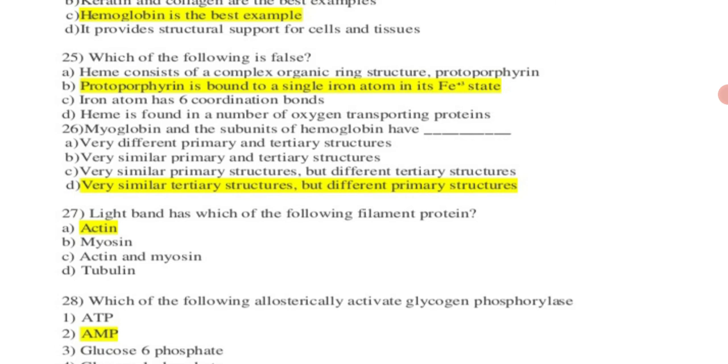The actin is a eukaryotic cytoskeleton protein. It has a role in motility of a eukaryotic cell, and the actin monomers polymerize into a microfilament. So the answer of question number 27 is actin.